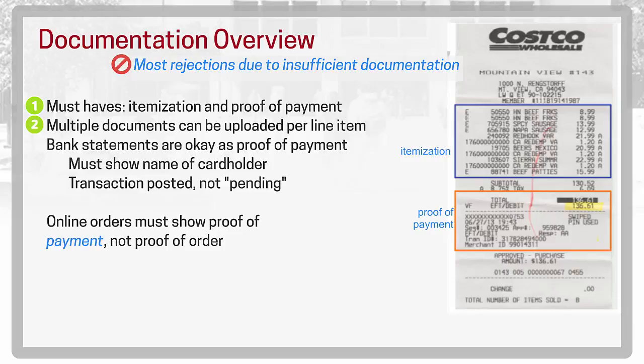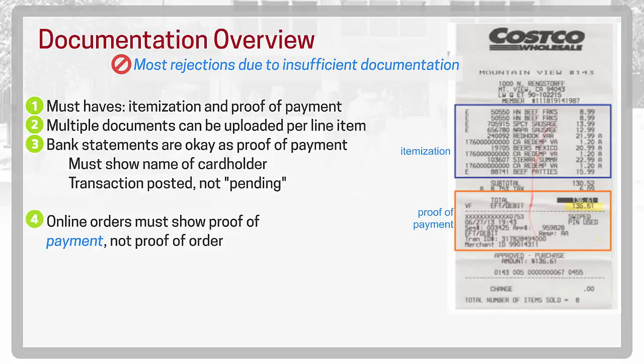If you have an itemized receipt for a purchase, but nowhere on it does it say your card was charged or the balance due is zero, a bank statement can serve as proof of payment. On the bank statement, we'll need the name of the cardholder, the name of the bank, and the relevant transaction listed as posted, not pending. All other information can be blacked out.